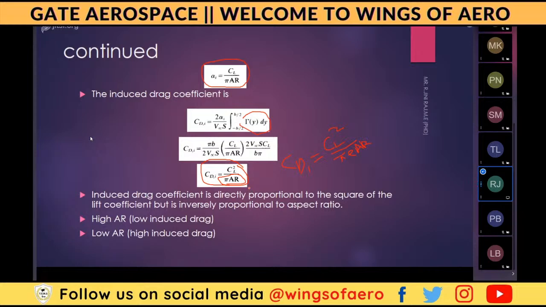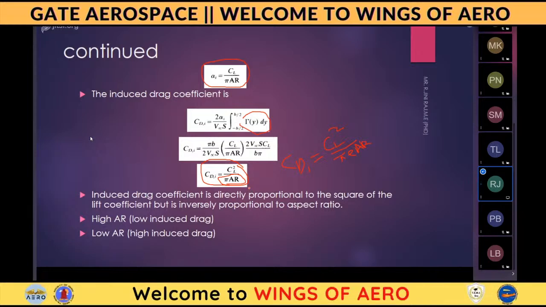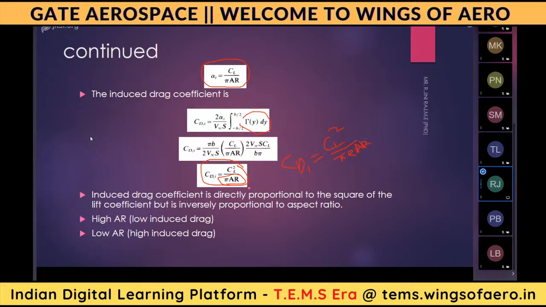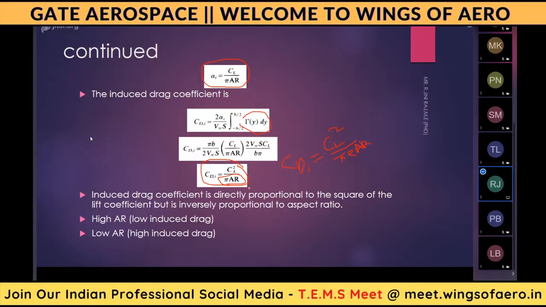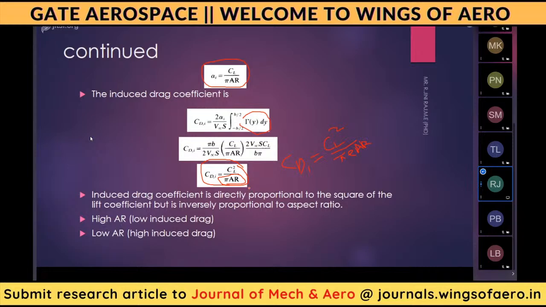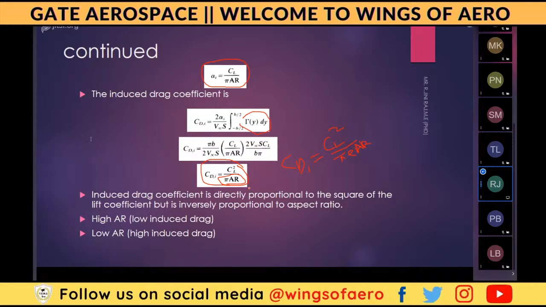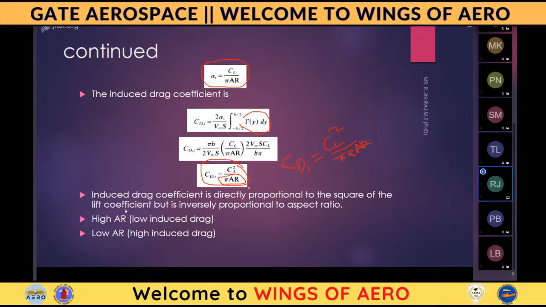This is one of the questions from GATE questions only. What is the value of the induced drag coefficient for an elliptical wing? There we need to apply E equal to 1, and after that they will have given some values for CL and aspect ratio. After that, by substituting the values, we need to find the induced drag coefficient. Okay.